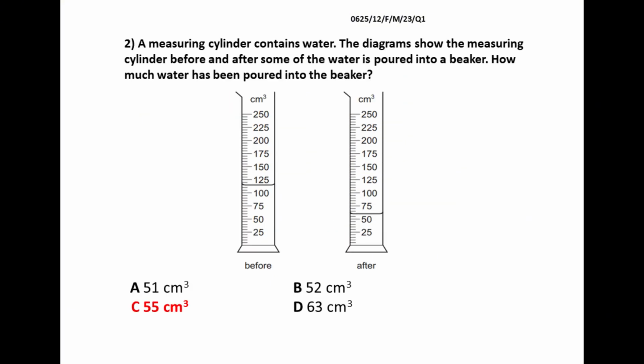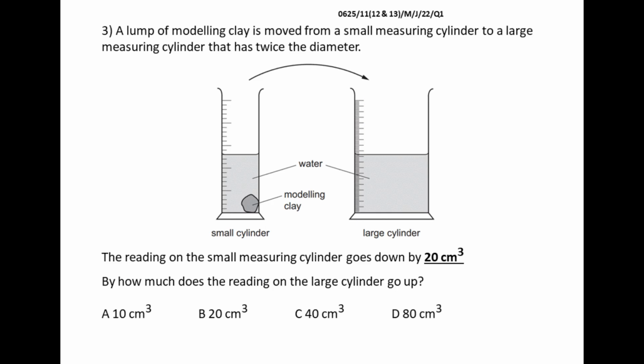Question number 3. Here, a modeling clay is inside a small measuring cylinder. Now, when you remove this modeling clay from this small measuring cylinder filled with water, the question says that the volume of the water goes down by 20 centimeter cube, which means the volume of the clay is 20 centimeter cube. Okay, so that is constant. That's not going to change. Volume of the clay is 20 centimeter cube.